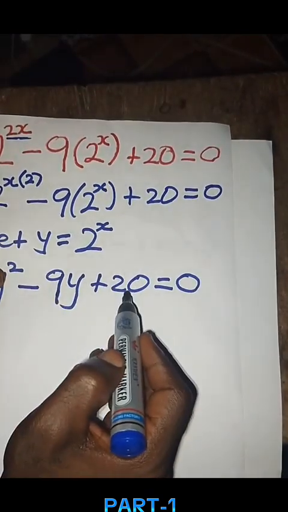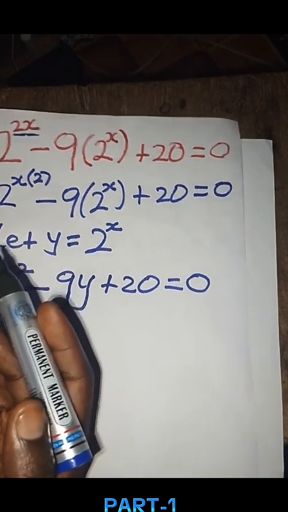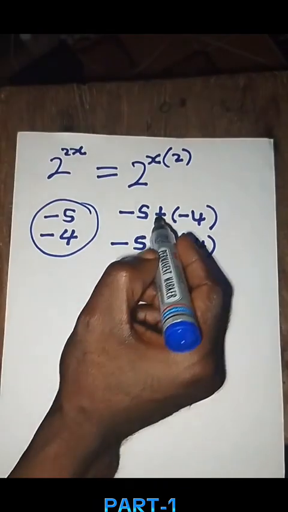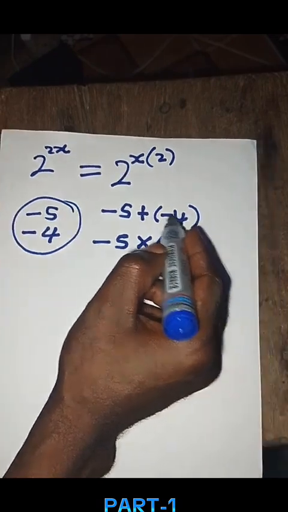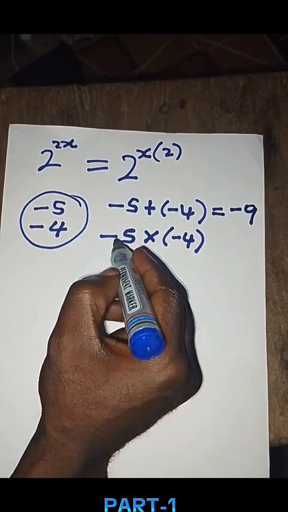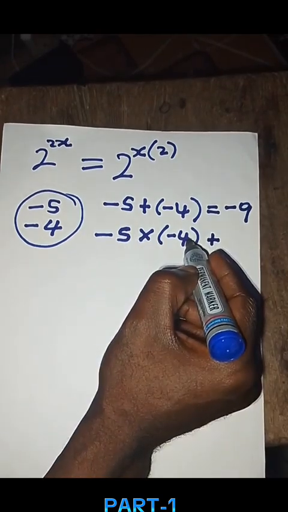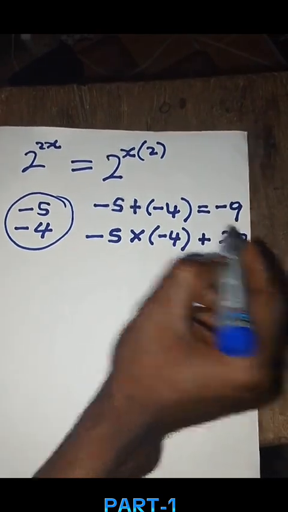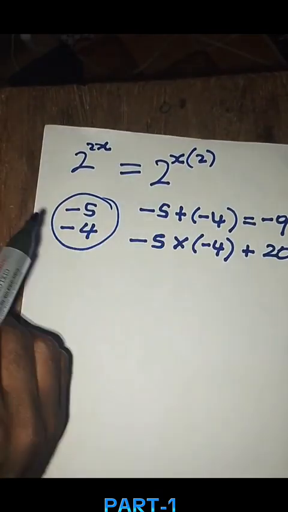If you multiply these two numbers, you have 20. So that will be the factor. Okay, so what do we have here? If you take minus 5 plus minus 4, it will always give us what? Minus 9. So minus times minus gives us plus, and 5 times 4 gives us what? 20. So the factors are minus 5 and minus 4.